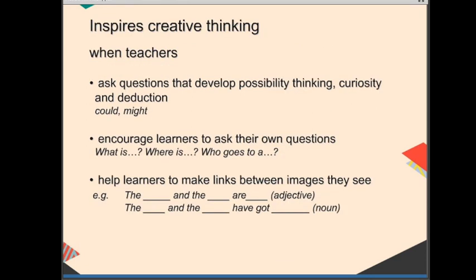Video images also inspire learners' creative thinking processes when teachers ask possibility questions that develop curiosity. For example, can you find a place near our school? Where can we see a map of our town? At higher primary levels, learners can use could and might. What might you see in a city in China?